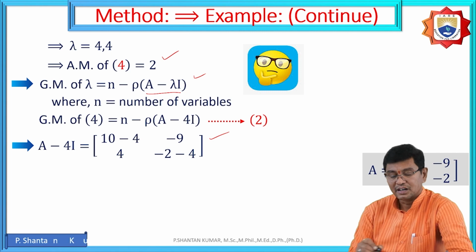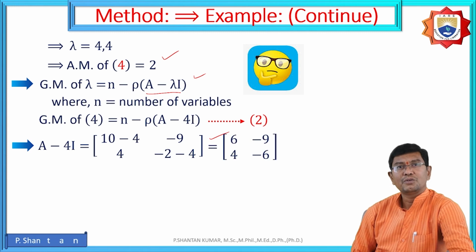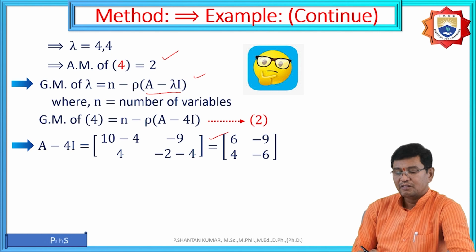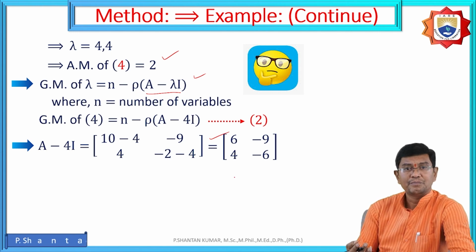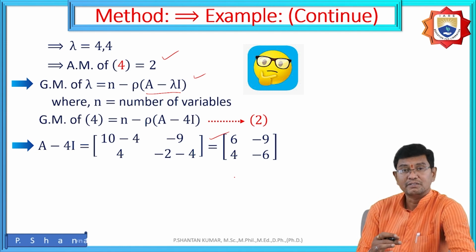Therefore, we obtain the matrix A minus 4I, where the first row is 6, minus 9, and the second row is 4, and minus 6. Based upon this, we are going to reduce it to echelon form, that means we need to find the rank of A minus lambda I, where lambda is equal to 4.